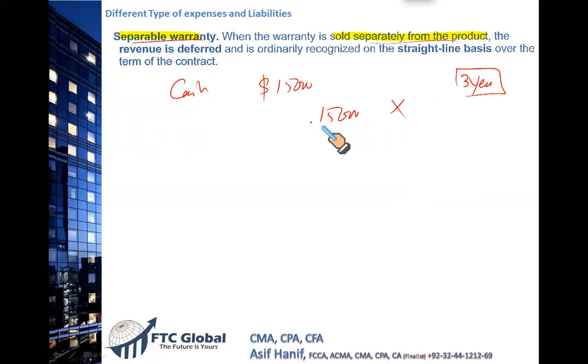So I'm going to split this 15,000 on a 3 years basis, which means every year I'm going to consider 5,000 as my income. So what you will do, you will write it as deferred income because you have not yet earned it.